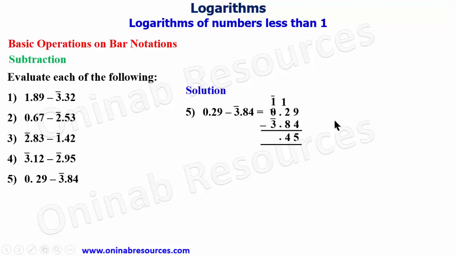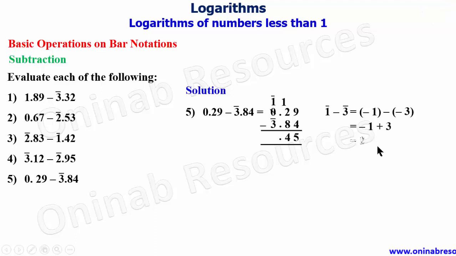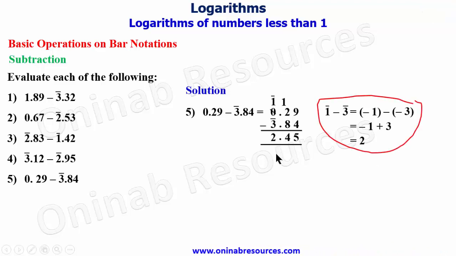So we are now left with bar 1 minus bar 3, which is going to give us minus 1 minus negative 3. This is going to give us minus 1 plus 3. Minus 1 plus 3 is 2. So this is brought here under the integer part as 2.45. And that's all for subtraction of bar notations.